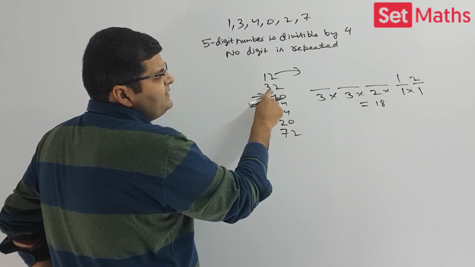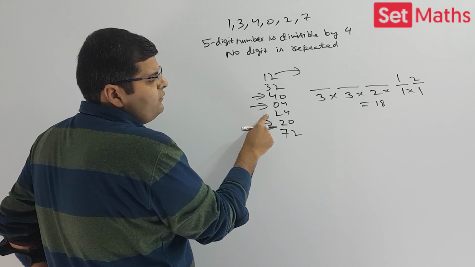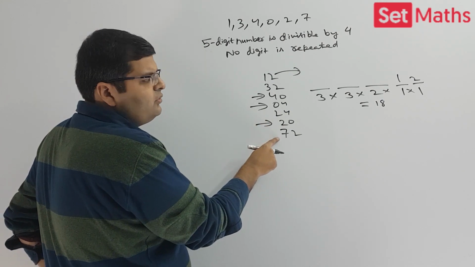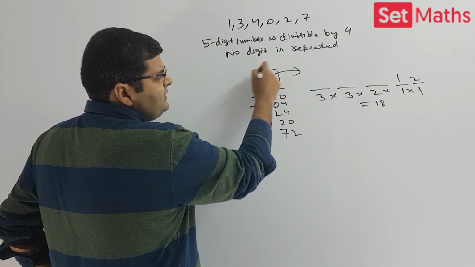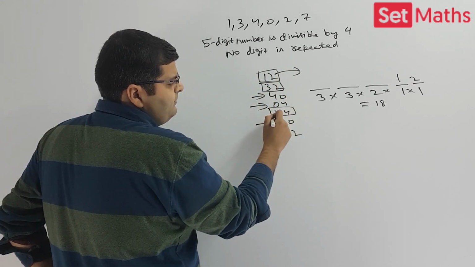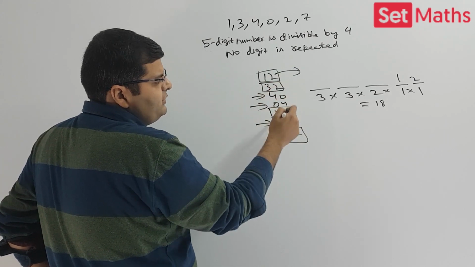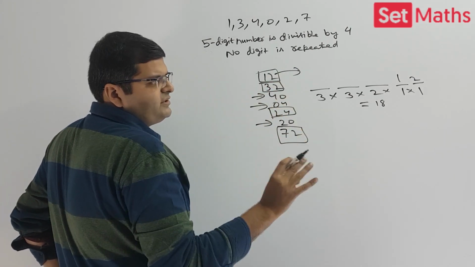Similarly, the same will hold true for 32, the same will hold true for 24, and the same will hold true for 72. So how many such endings are there which don't have 0? There are 4 such endings. I have put them in squares: 12, 32, 24 and 72.